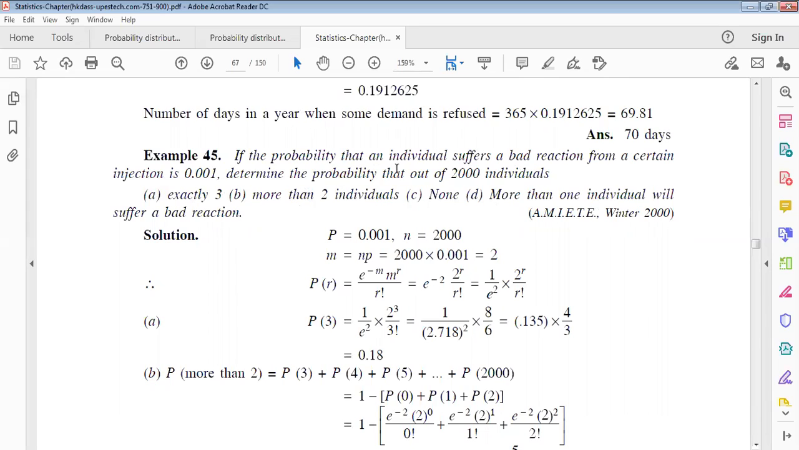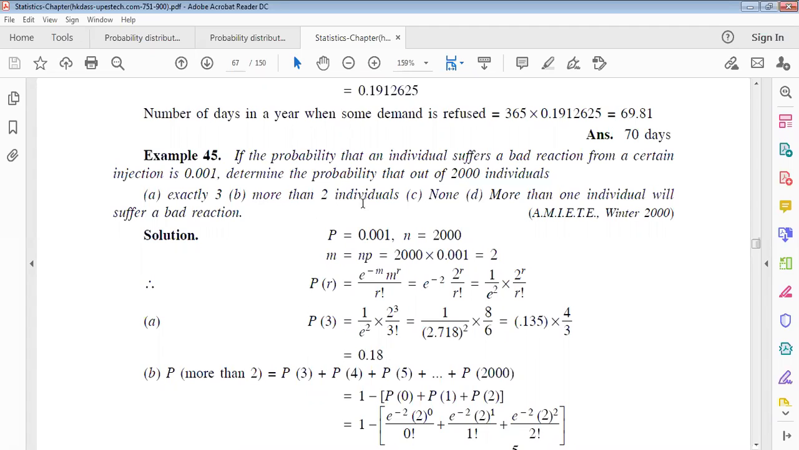Now the probability that an individual suffers a bad reaction from a certain infection is given as p equals 0.001, and n equals the total number of individuals, that means patients, 2000, right? So we can write the mean m equals np. This comes from where? Actually, we derived it from the Poisson distribution. So m equals 2. Now we know from the probability density function of the Poisson distribution P(r) equals this result. Putting m equals 2, we get this. Now for exactly 3, if r equals 3, we get this result.